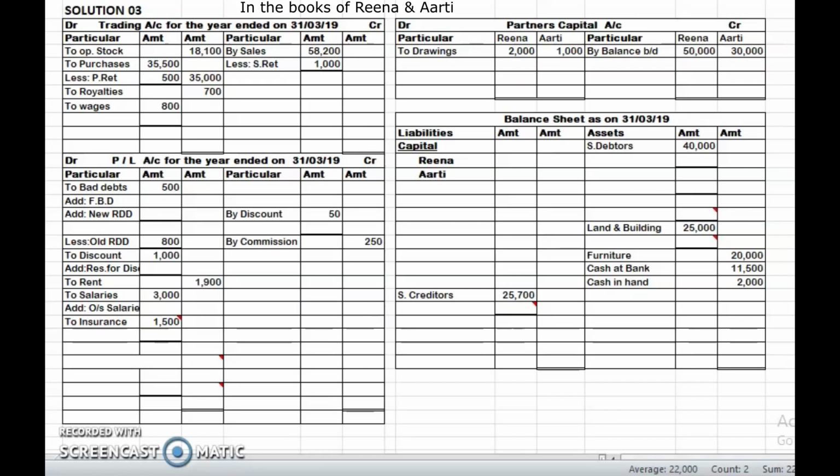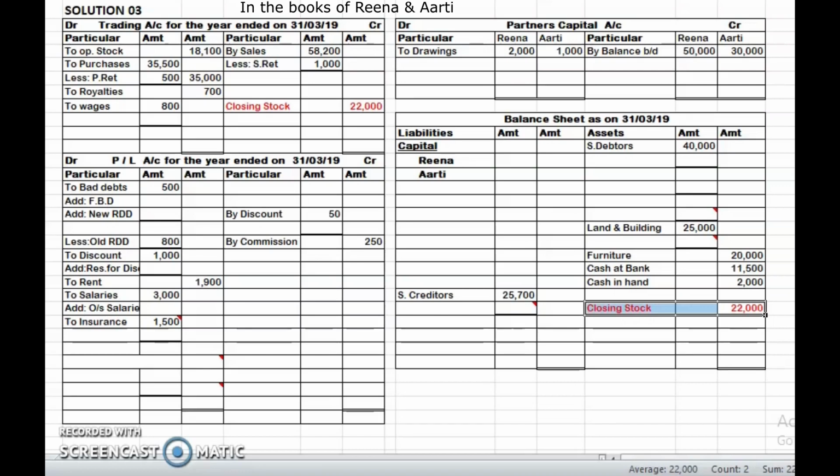As discussed, these are the effects of trial balance. Now let's give the effects for adjustment. Our first adjustment, closing stock valued at rupees 22,000. Closing stock will be shown here on the credit side of trading account. This is the credit effect, and asset side of balance sheet will be the debit effect.